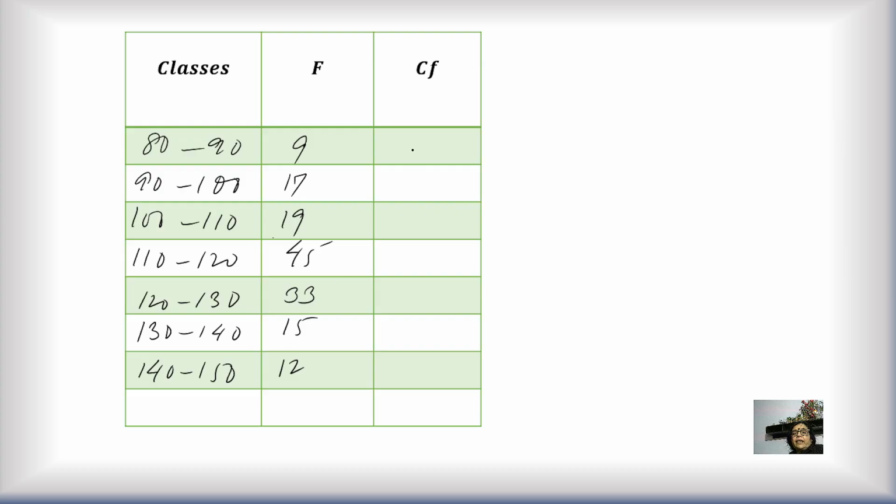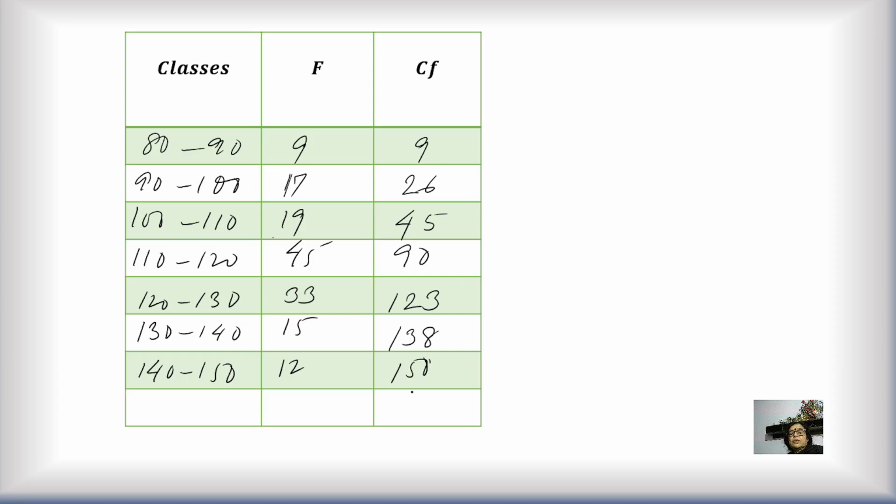So now let us write down the cumulative frequency. This is 9. This is 17 plus 9. Less than 100 will be 17 plus 9, that is 26. This will become 26 plus 19 equal to 45. This is 45 plus 45, that is 90. 90 plus 33, that is 123. And this becomes equal to 138, and this is equal to 150.